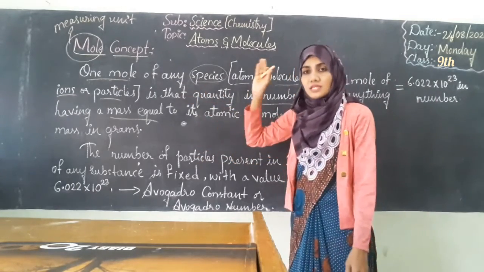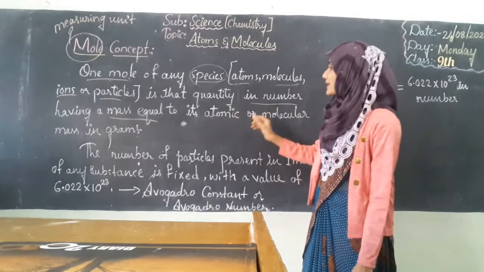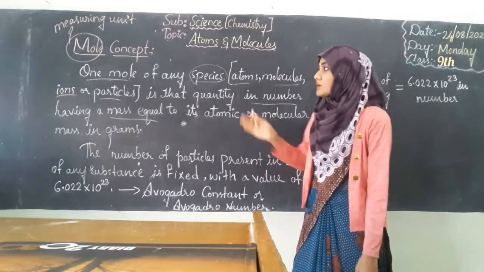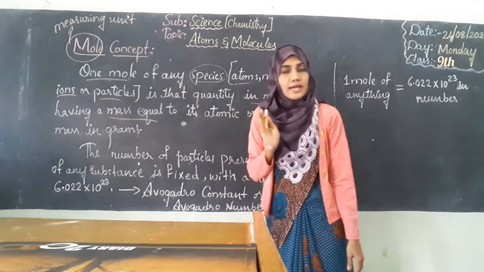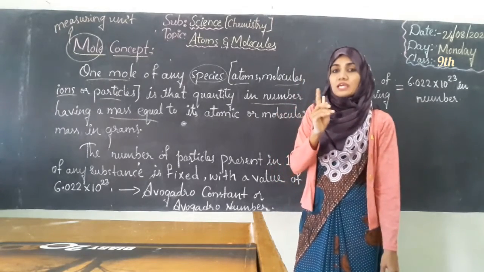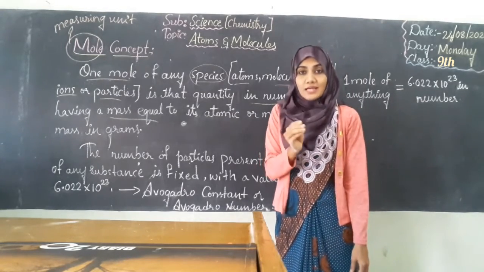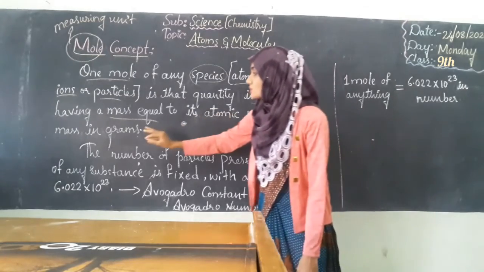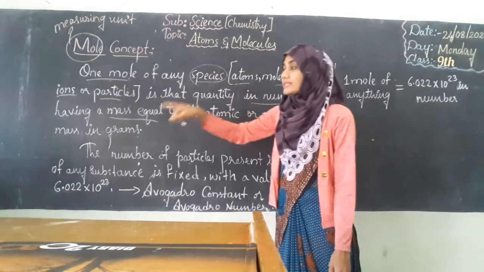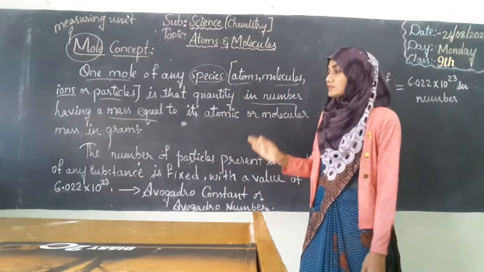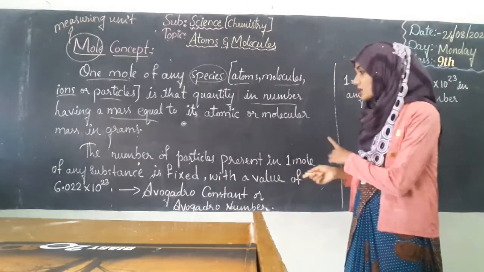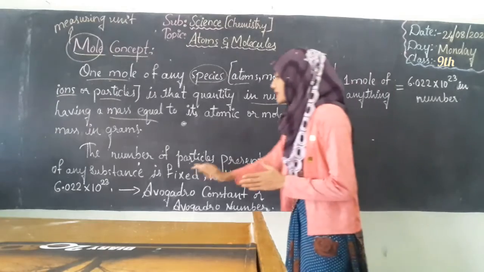So 1 mole of any substance will have a mass equal to either its molecular mass or atomic mass in grams. I will repeat: 1 mole of any element, atom or molecule will have a mass equal to the atomic mass or molecular mass of that element in grams. And it has a fixed constant number; the number of particles present in 1 mole of any substance is fixed.